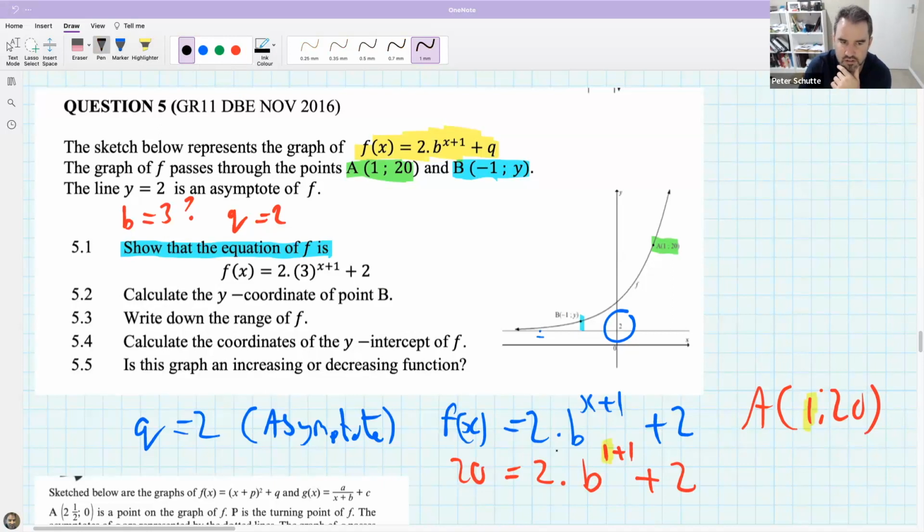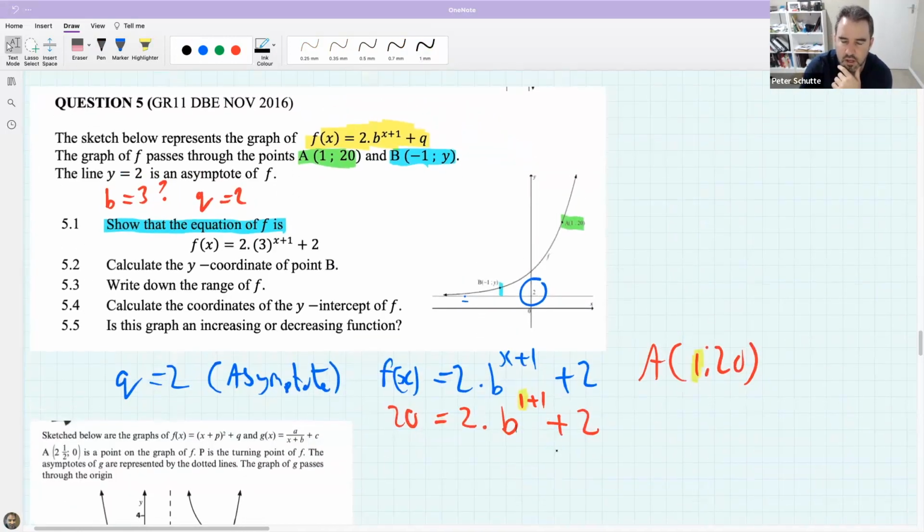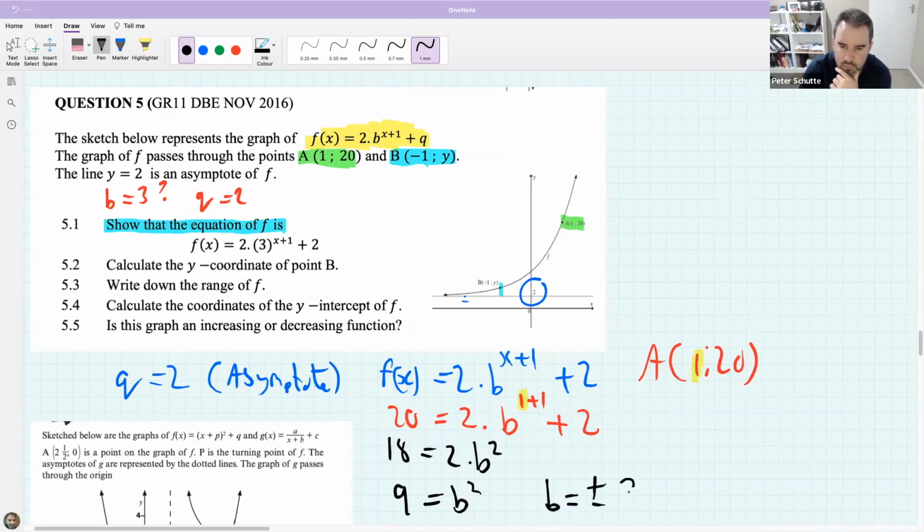So how would I do that? Well, I would move things across. So first of all, I would get 18 equals 2 times b squared. And then I divide both sides by 2, and 9 would be equal to b squared. And then if I square root, b would be plus or minus 3, but I'm not allowed to have a negative base in an exponential. So I have to exclude the -3, and b must be 3. Okay, so that was that one.